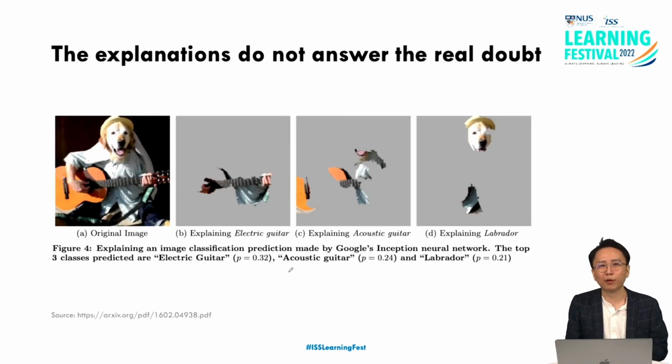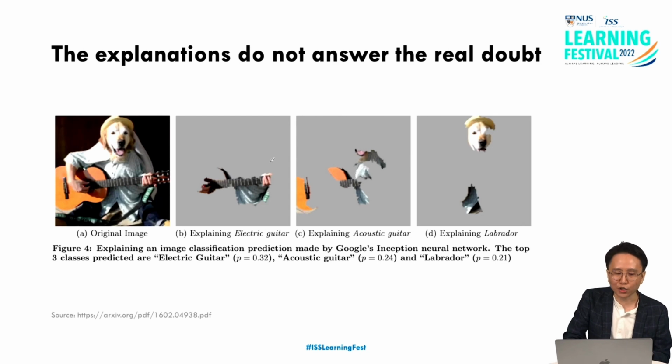But the biggest problem with the heat map lies here. The explanation may not answer the real doubt. In this non-medical example, the AI classified image A here as electric guitar. Image B shows us which part of the image leads to the classification of electric guitar, which is the neck or the fretboard of the guitar.